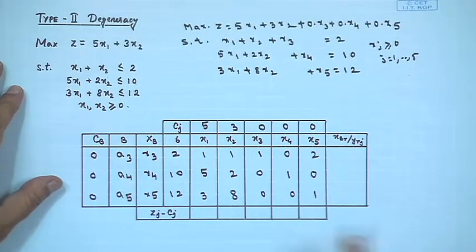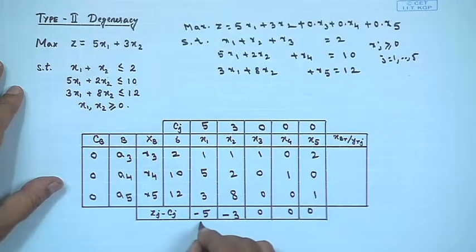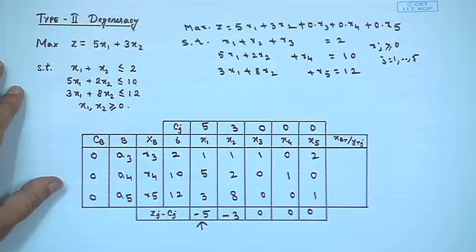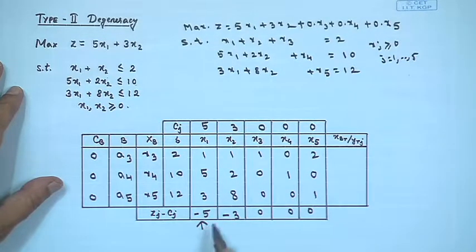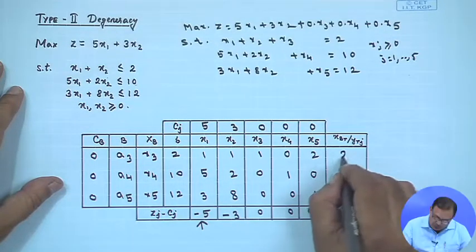Again, you calculate Zj minus Cj. If you calculate Zj minus Cj, this will be Cb into B, all are 0, minus 5, minus 3, 0, 0, 0. So, the most negative is this column, that is, x1 will be the entering vector. It is fine. Your x1 will be the entering vector in this case. Now, you have to calculate the ratio. What will be the ratio? The ratio is 2 by 1, this is 2.